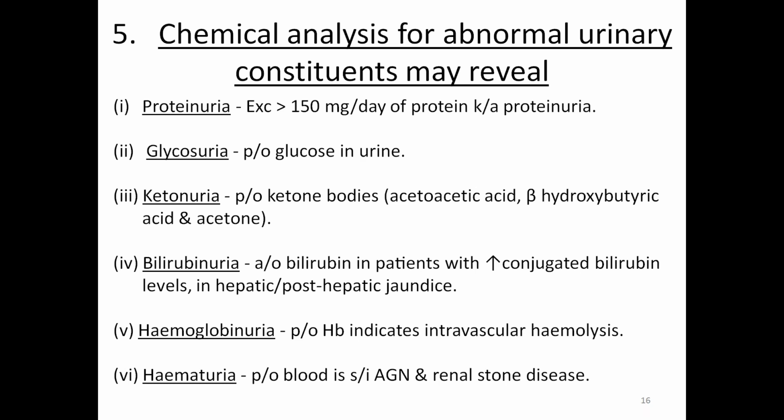Then we have hemoglobinuria, which is presence of hemoglobin in the urine, which indicates intravascular hemolysis. This is seen in black water fever due to falciparum malarial infection. And finally, we have hematuria, that means presence of blood in urine. This is seen in acute glomerulonephritis, AGN, and also in renal stone disease.